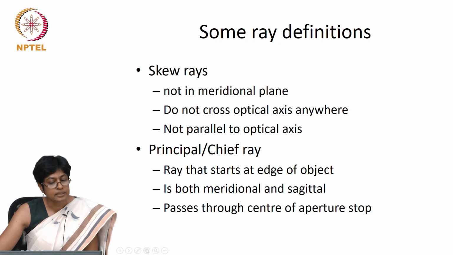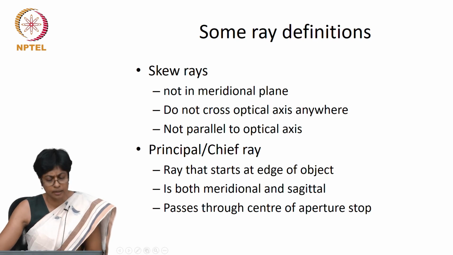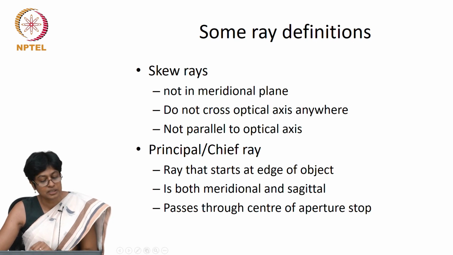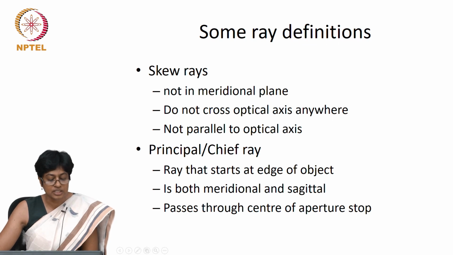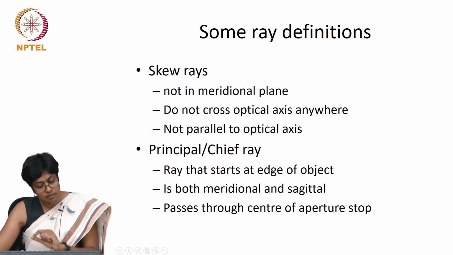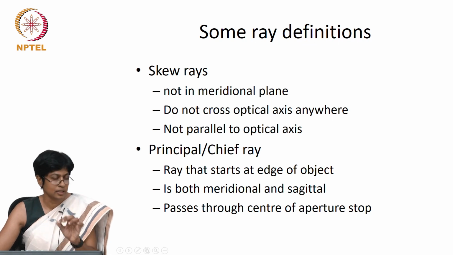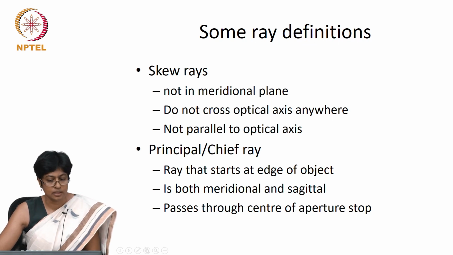So skew rays are not in the meridional plane. They do not cross the optical axis. They're definitely not parallel to the optical axis, except for the chief ray. Okay. Obey these different features. The chief ray happens to be a sagittal ray, and skew rays are also sagittal rays, but the chief ray does pass through the center of the aperture stop and is both meridional and sagittal, as we discussed. Okay.